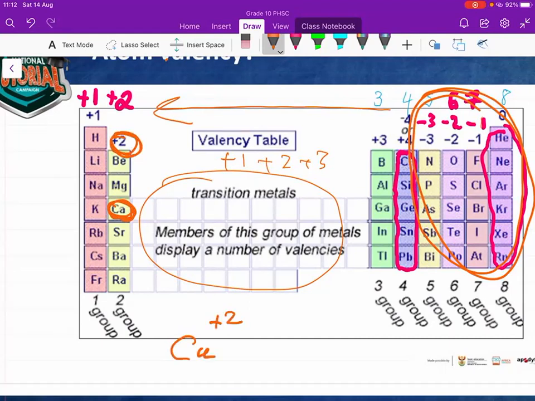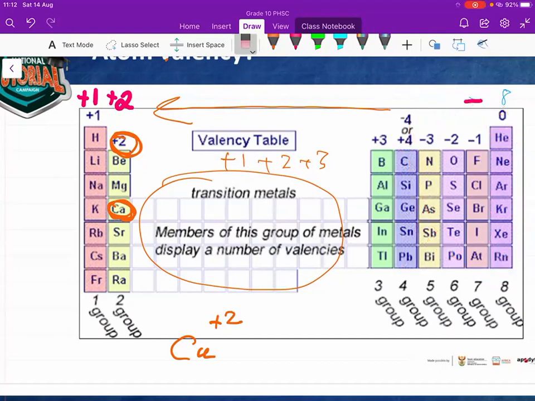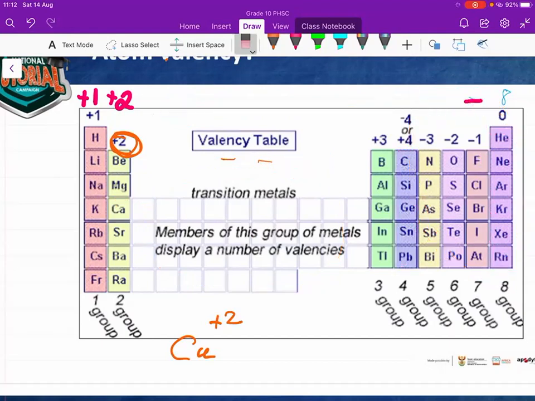And then chloride, you go look, where is chloride? Let's look for chloride. It has chlorine, it's in group 7, so it has a valency of -1. And it helps to write these valencies on your periodic table.